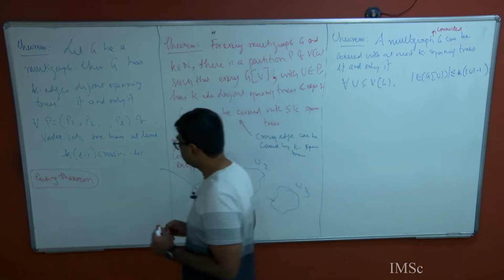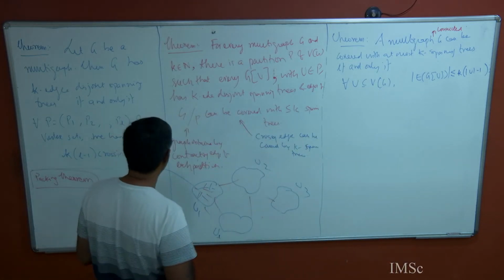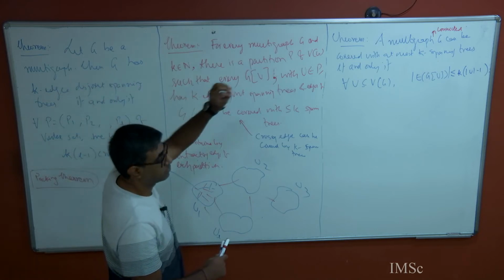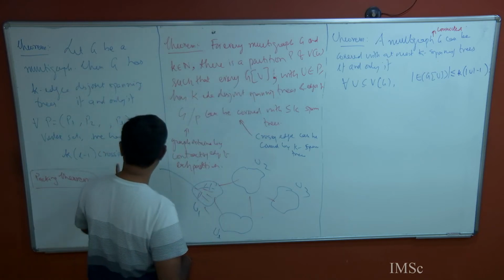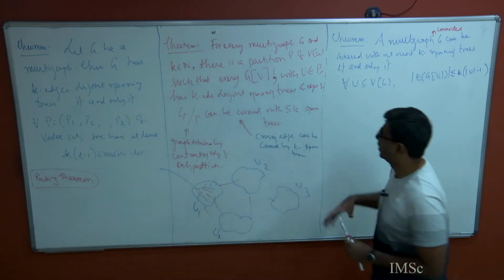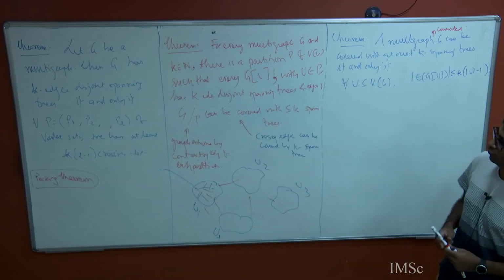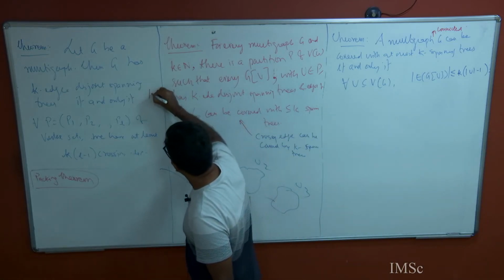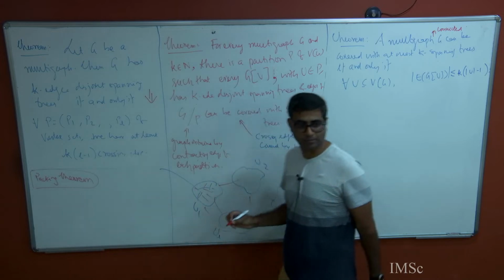Now let's try to prove how this theorem implies the packing theorem and how it implies the covering theorem. So let's see why it implies the packing theorem. What will I apply? Given a graph G, we have already seen the forward direction for both of them, right?